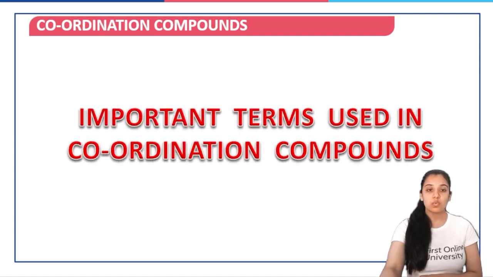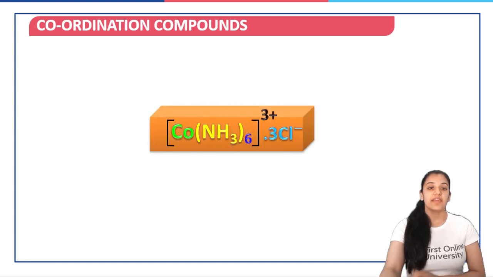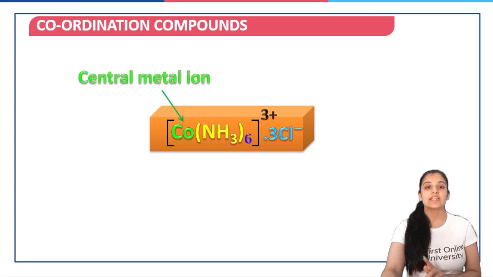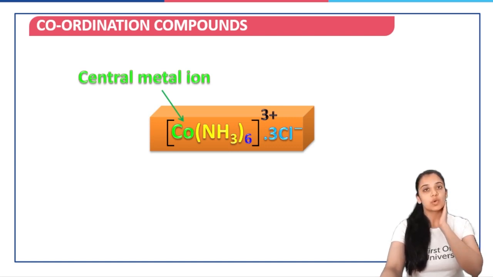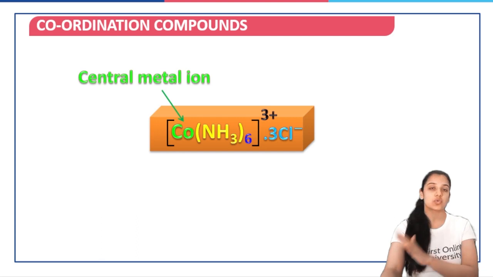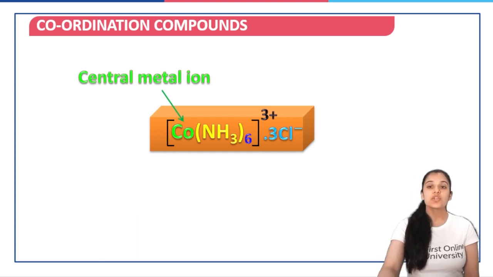Now, let us move on to discussing some important terms that are used in coordination compounds. If this is the coordination compound that we have, this is called the central metal ion. Cobalt, see, go by the colors, okay? Cobalt green in color, so its name will also be in green color and so on. That is just to make you remember what is called what. So cobalt is known as the central metal ion.